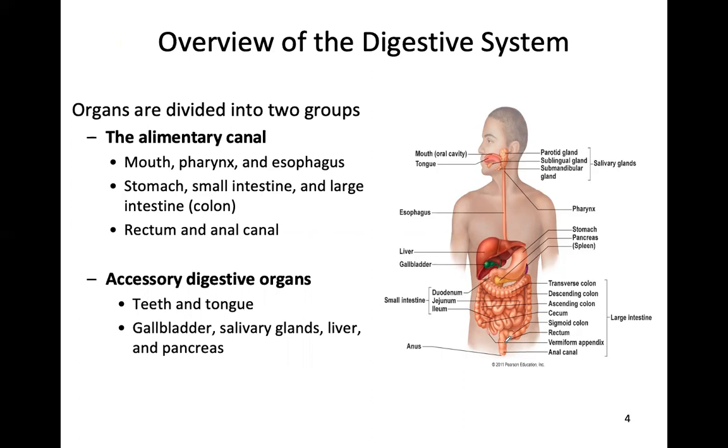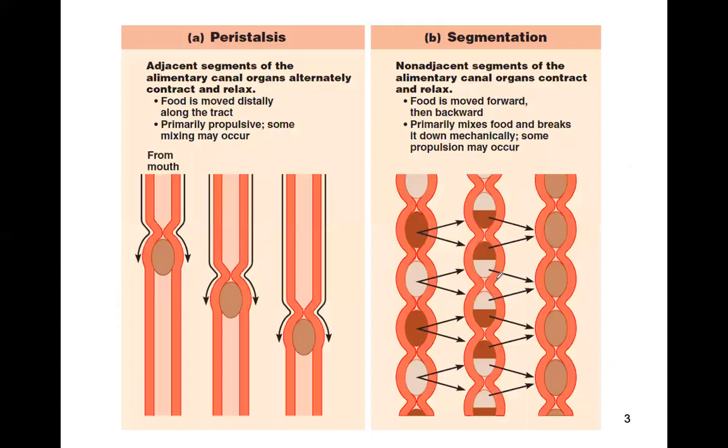We also mentioned you have accessory glands such as teeth and tongue associated with the oral cavity, and you also have the salivary glands, liver, gallbladder, and pancreas as your accessory organs.